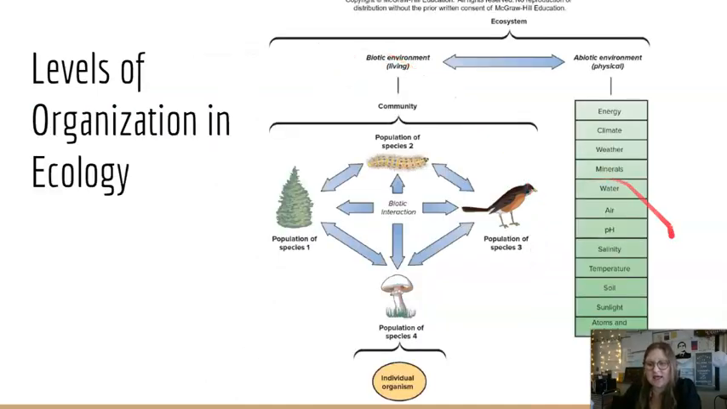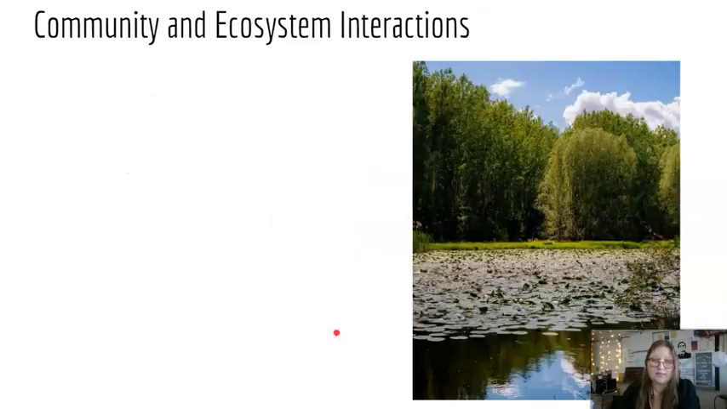And then this is the graphic that we use for that as well. So ecosystem is the abiotic environment, all of these factors, as well as the biotic environment, which is the community, which is all the populations, which is one species each, and then down to the individual organism.